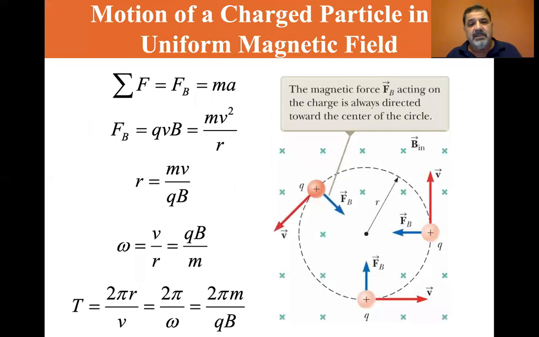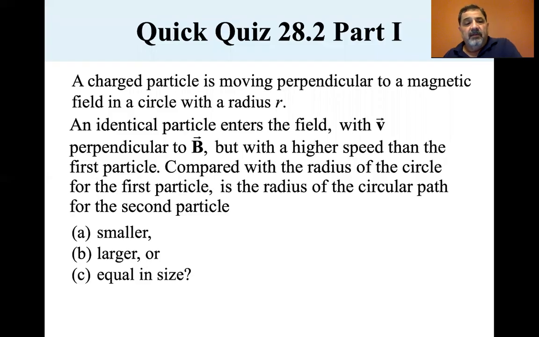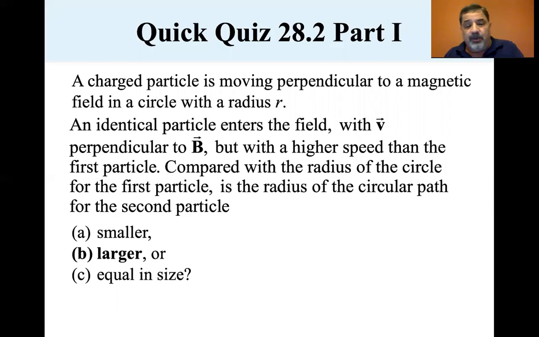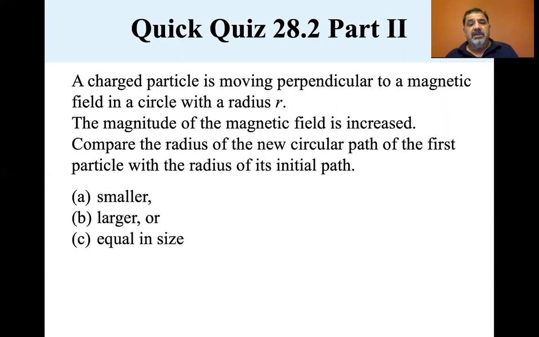Well, let's go back to this. If v, what did it say? v is a higher speed than the first particle. So if v goes up, r has to go up. So it's larger.